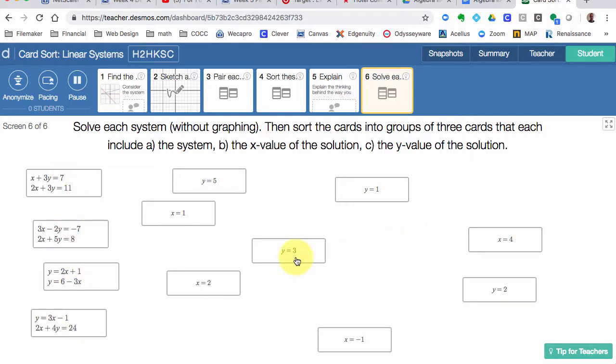And again, this whole activity is going to get you just really better connecting what a linear system is, a solution, a method, and practicing these solutions.